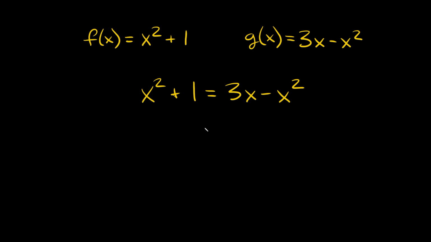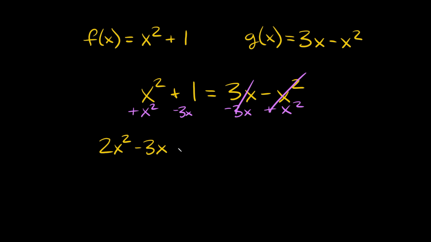Let's get all the terms on the same side. Let's move them all to the left. Let's get rid of this negative x squared by adding x squared to both sides. Over here, they cancel out. And let's move this 3x, same thing, minus 3x, minus 3x. So on this side, they cancel out. Then on this side, x squared plus x squared is equal to 2x squared. And then we have this negative 3x, so minus 3x, and then this plus 1. And that's all equal to 0 on that side.